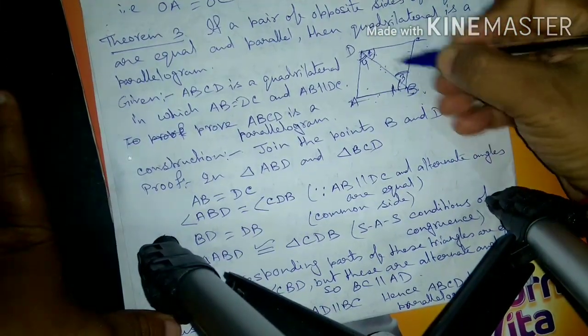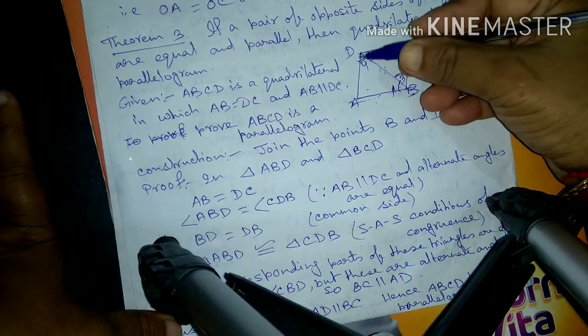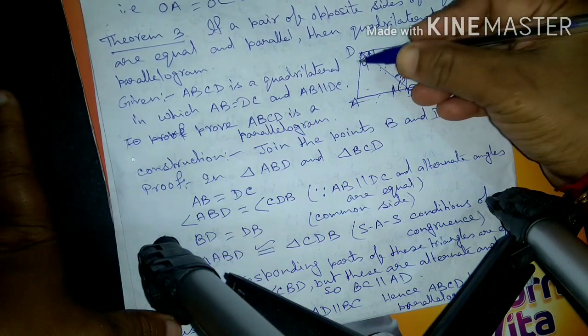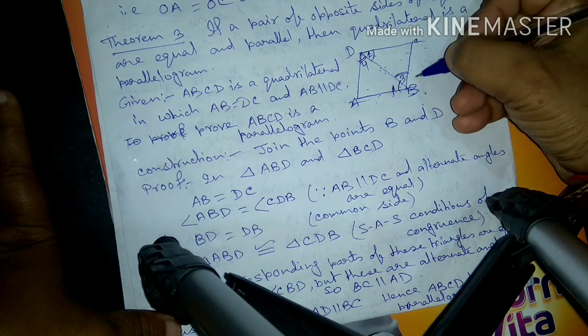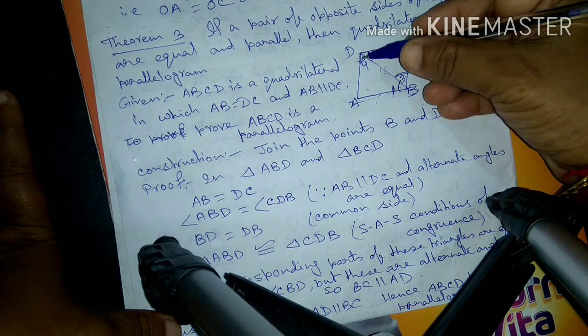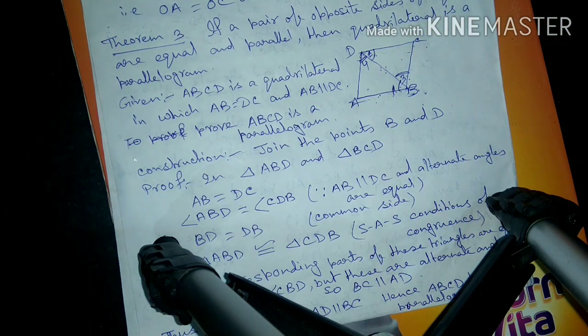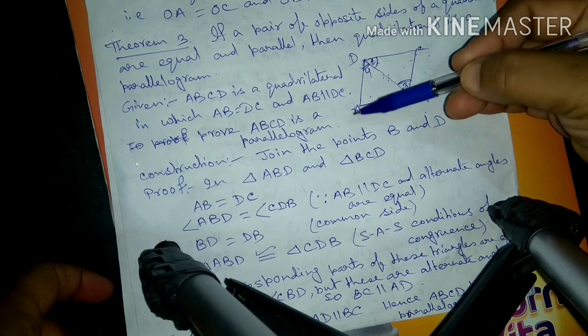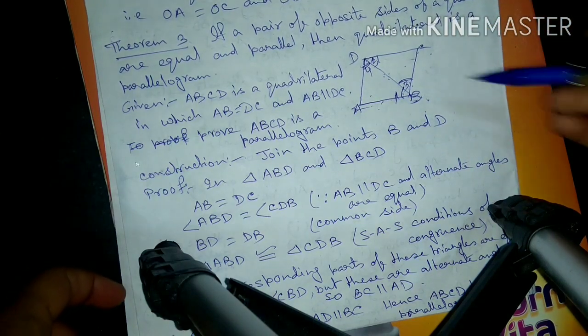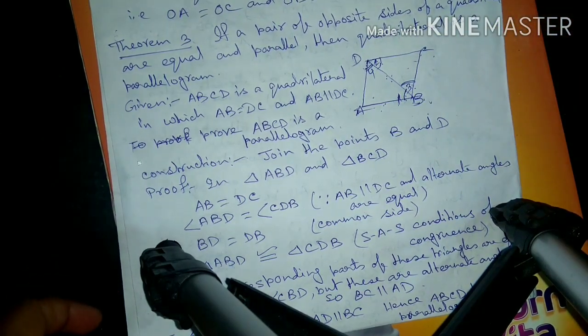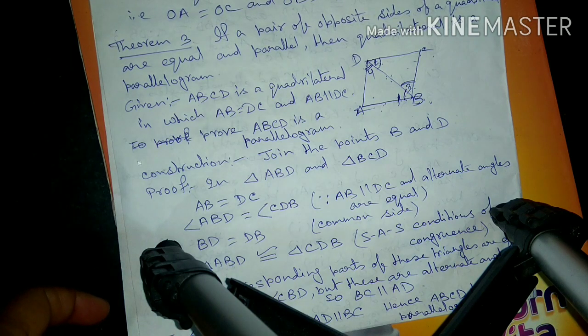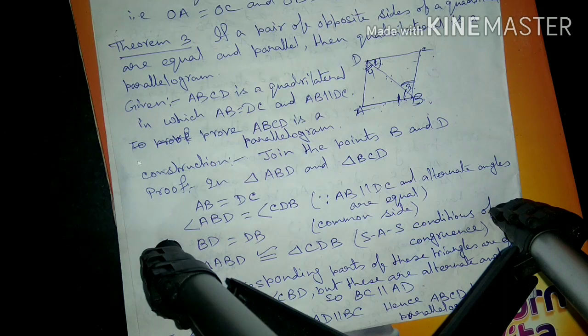Yes or no? Angle 3 will become equal to angle 4. But if these two are equal, what are these angles? These are the alternate angles. If these are the alternate angles, then that means BC is parallel to AD. So proof: BC is parallel to AD also. BC is equal to AD also. That means this quadrilateral ABCD is a parallelogram. In this way we do the theorem.